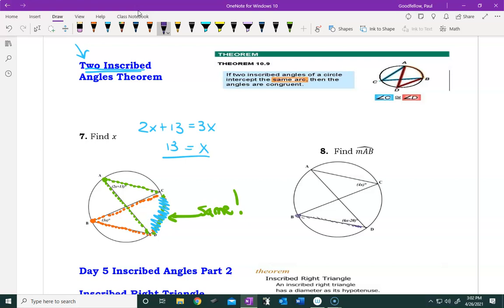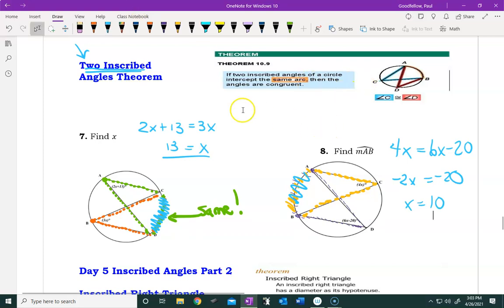You're like, oh, that one's going down to B. Oh, this one's going down to A, so that one eats this arc right here. Does the other one eat the same arc? You're like, okay, I'm tracing down this one. I'm tracing down this one. Cha-ching, it does eat the same arc. So if they're eating the same arc, they must be equal to each other, or 4x is equal to 6x minus 20. A little subtraction, I get negative 2x is equal to negative 20, and x is equal to 10. All right? Pretty straightforward concept about them eating the same arc. That's the key information right there, and they would be equal to each other.